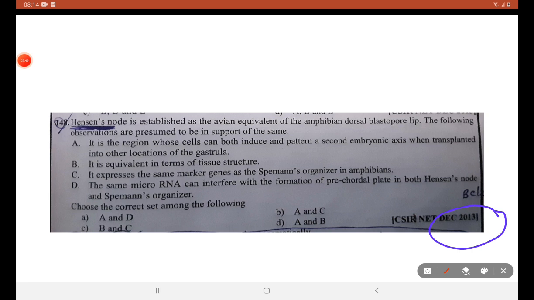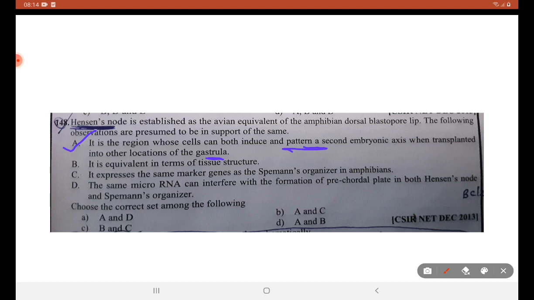Now, from December 2013. Hensen's node is established as the avian equivalent of the amphibian dorsal blastopore lip. The following observations are presumed to be in support of the same. So, we know what Hensen's node is. We have seen about amphibian development in previous videos. If you go back and watch that video, you can form a homology between Hensen's node and the Spemann organizer from the amphibian embryo. So, it is a region whose cells can induce both the patterns when it is transplanted to another location of the gastrula. E is the right answer.